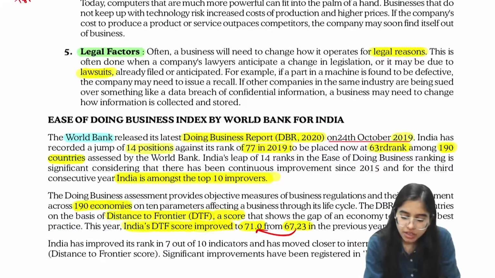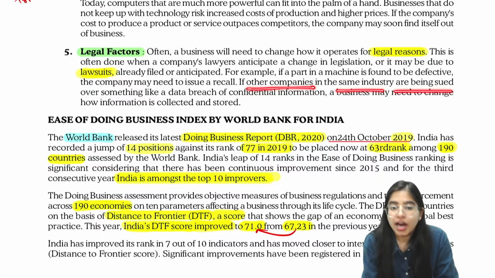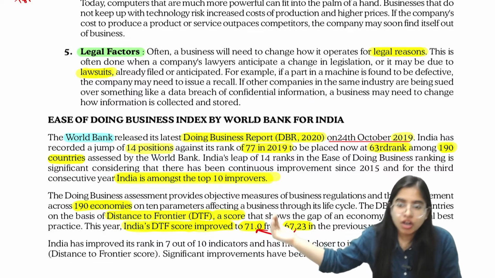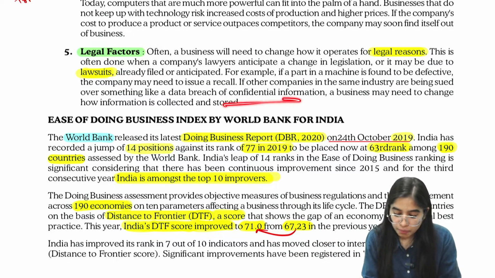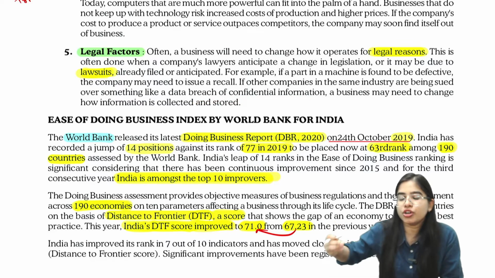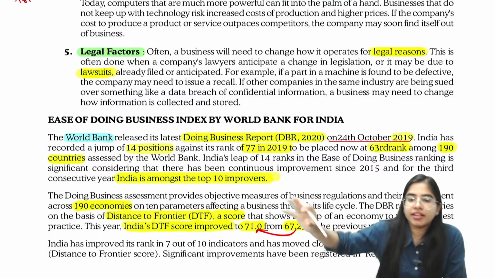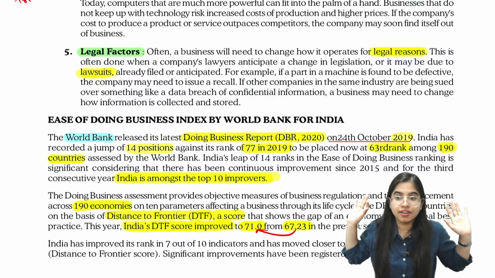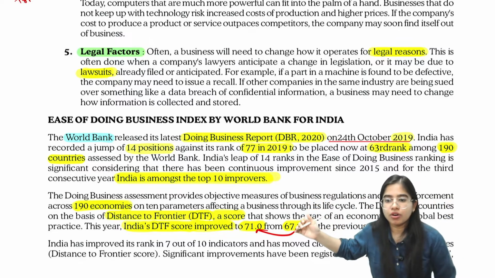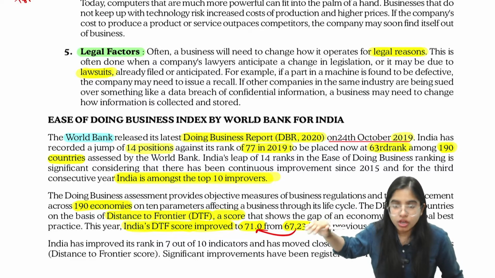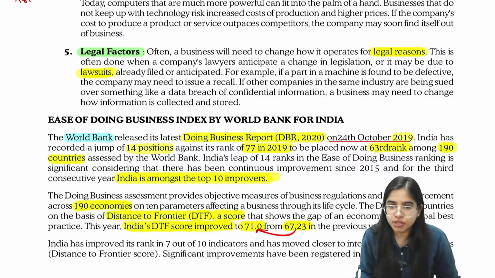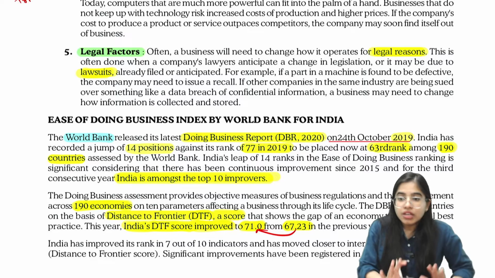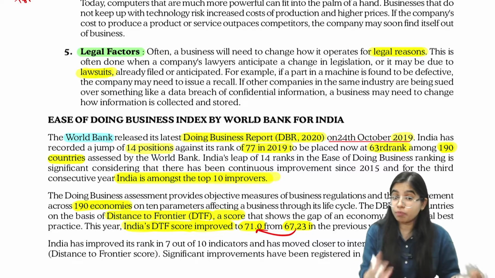One example is given here: if other companies in the same industry are being sued over something like a data breach of confidential information. Your competitor got sued, there was a case against your competitor because some secret information was leaked. Don't you think you will also stay alert? You will also get alert. You know that this person was sued because of the data breach, so you yourself will become very serious, and you will change your business and use a more secured system to keep your information secured.